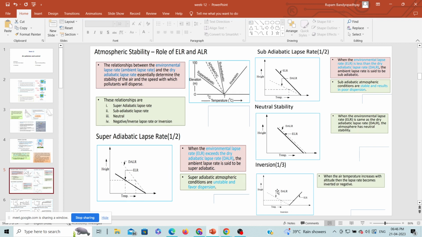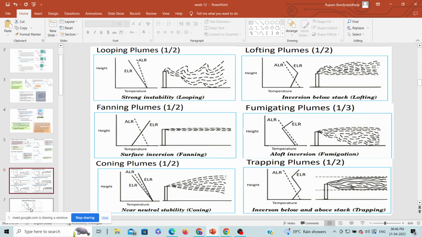Okay, so these are different lapse rates, and depending upon these conditions you will see different plume behavior. So you can expect questions on plume behavior because it is an important topic. These are the different plumes. First one is the looping plume. In this case you see the ELR, the environmental lapse rate, the slope of the straight line is greater compared to this straight line.